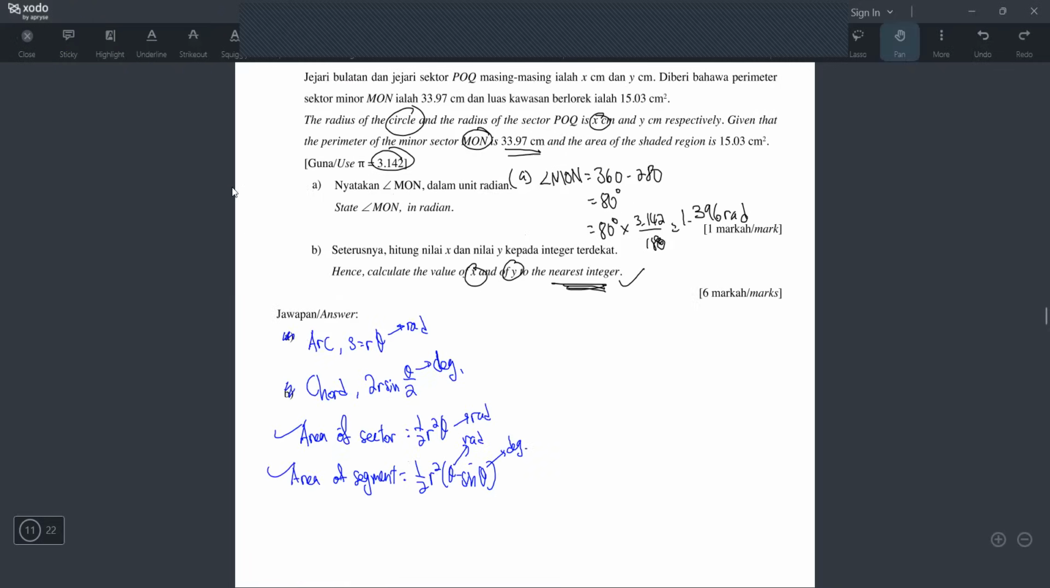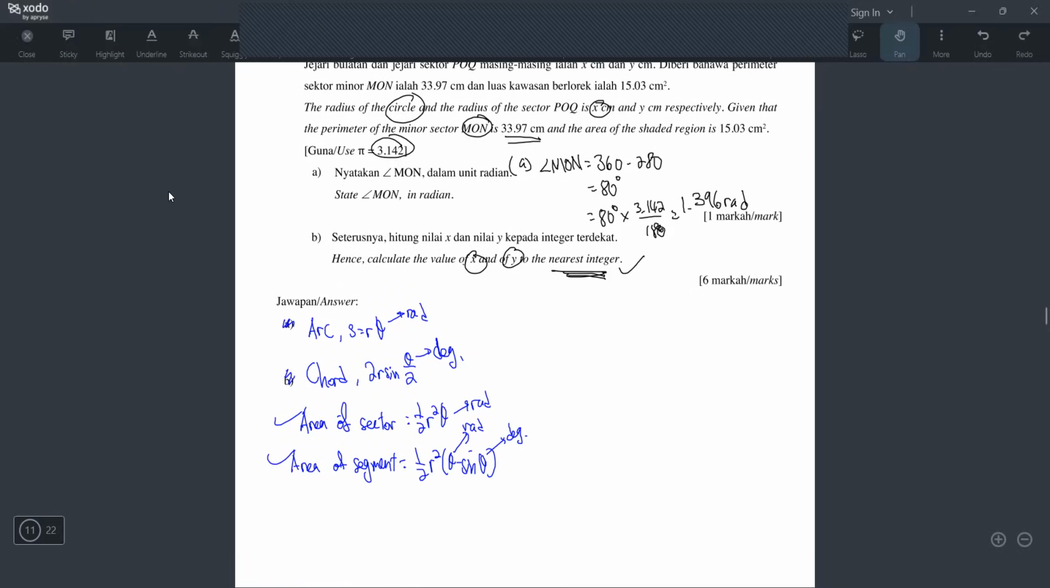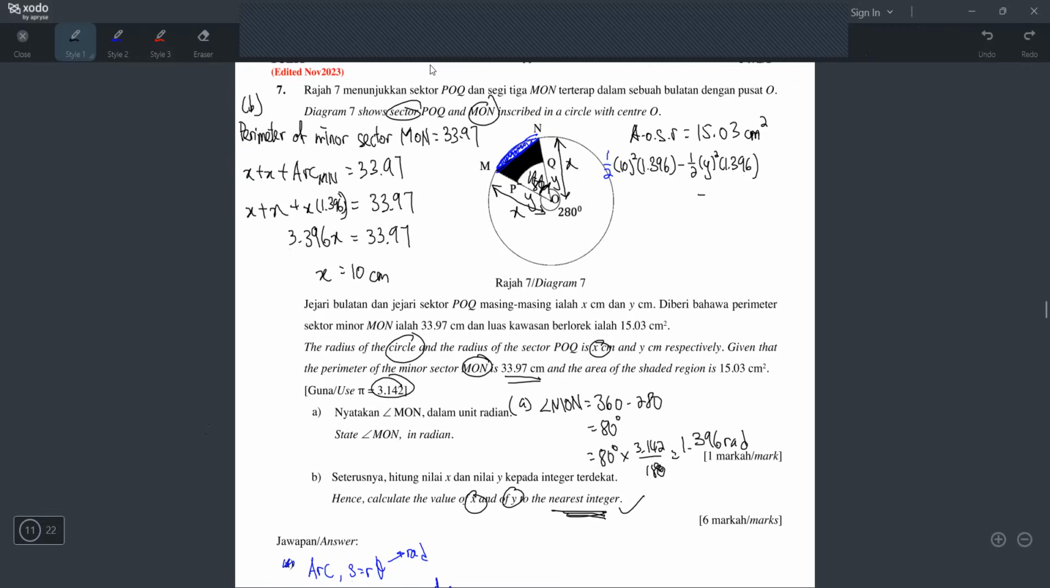And what is the area of segment formula? I wrote down here already: 1 over 2 r squared bracket theta minus sine theta. So let's plug it in. What is the r? If you look at the segment, if you want to know the radius and the angle, you look at the center. This segment is surrounded by this arc and this chord, and this arc's center is O. So what would be the radius? It would be x, which is 10.